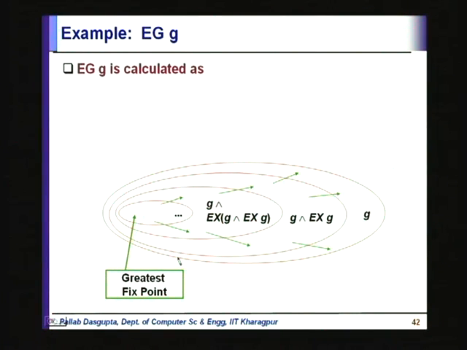And this will be the greatest fixed point, because it will have the most number of states among the points. Clear? Is it clear how we did EFG and EGG? There is a difference between the two. In one we compute the least fixed point, the other we compute the greatest fixed point.